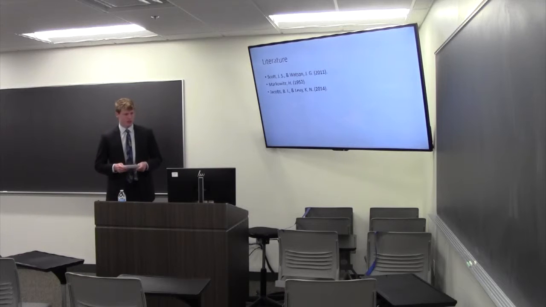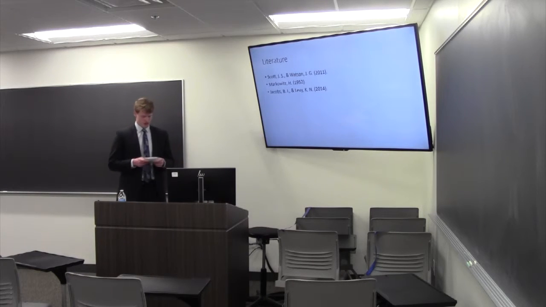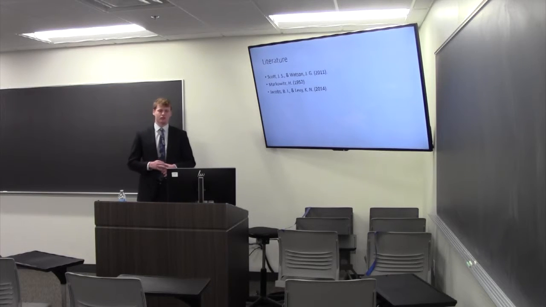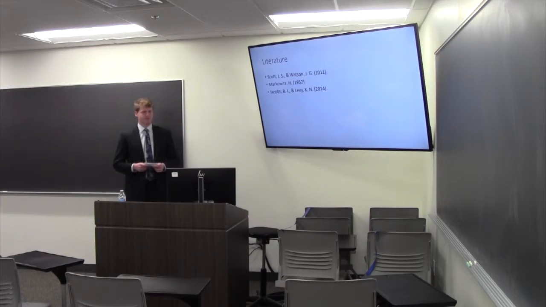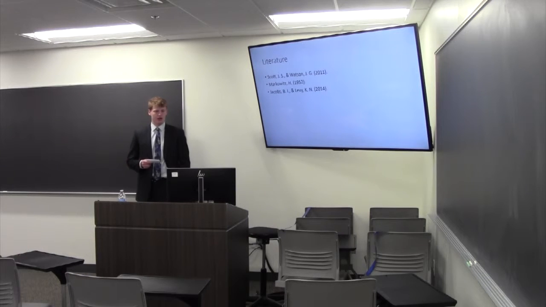So some of the literature: Scott and Watson are the basis for the structure of the portfolio that I'm analyzing. The only difference is they used 3-to-1 leveraged ETFs rather than options as their leverage tool. Markowitz provides the base utility function that I use for my analysis, and then Jacobs expands on the Markowitz utility function and adds a piece for the leverage part, because there's a leverage aversion with investors.